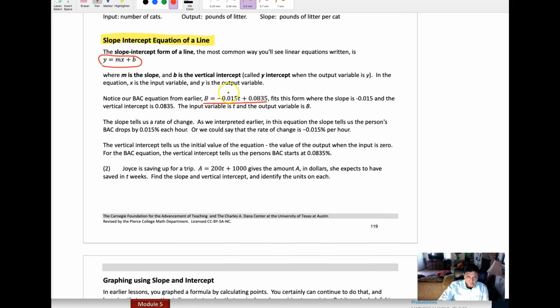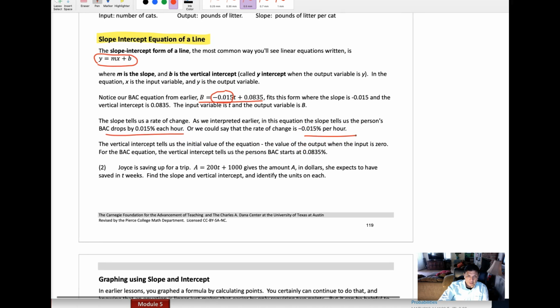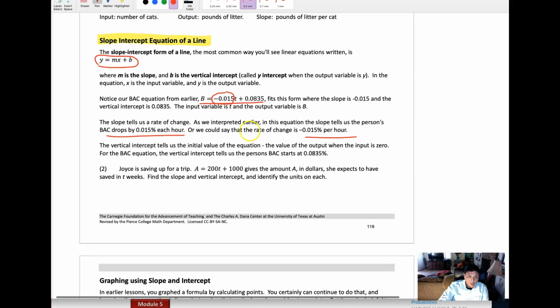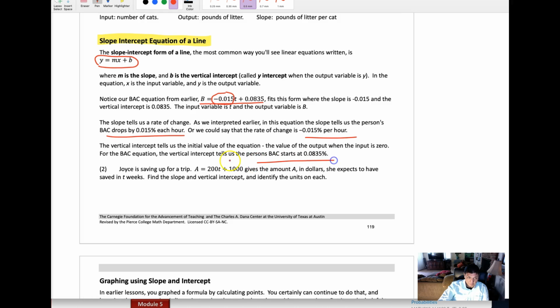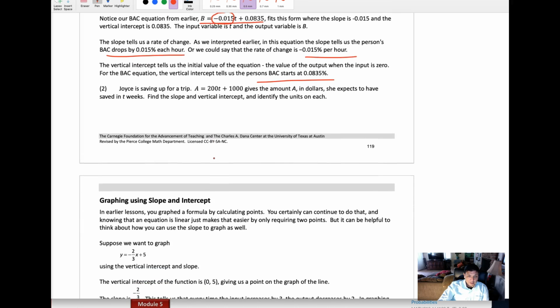And so what is this number here? There's your slope. And what does that tell us? That blood alcohol content's dropping 0.05% per hour. And the y-intercept is what the initial blood alcohol content was after he drank his 3 drinks. So let's look at some other situations here.